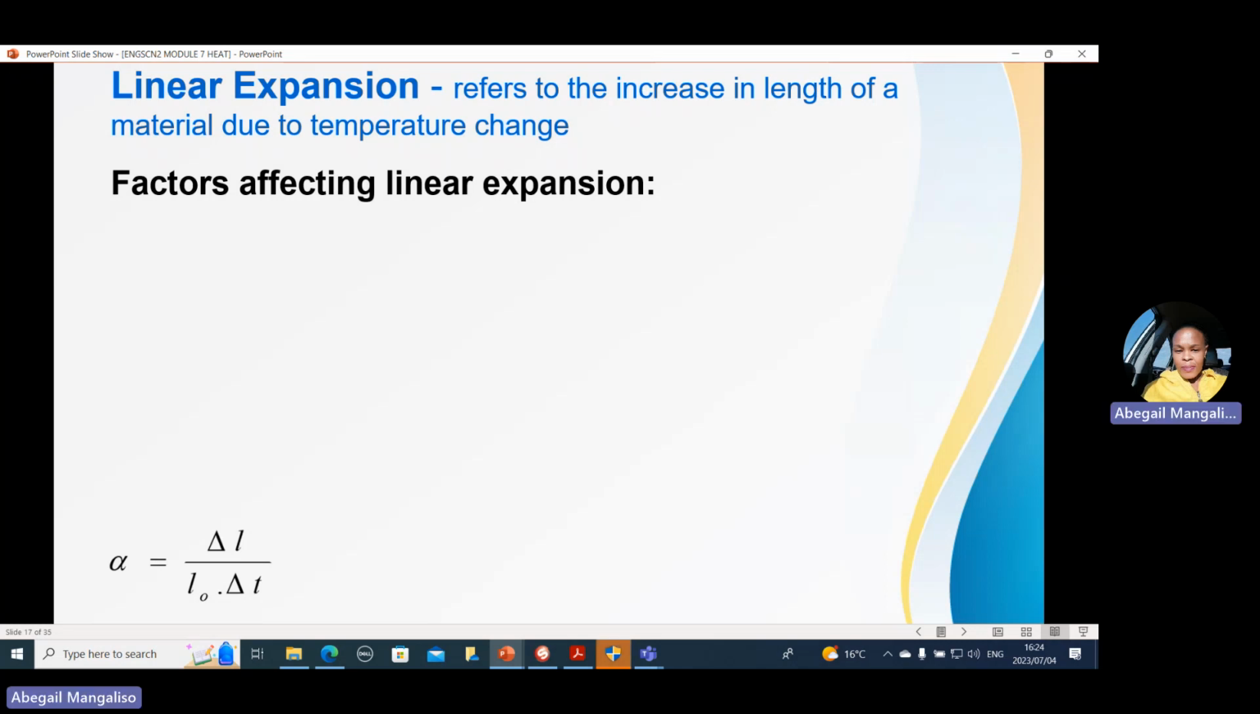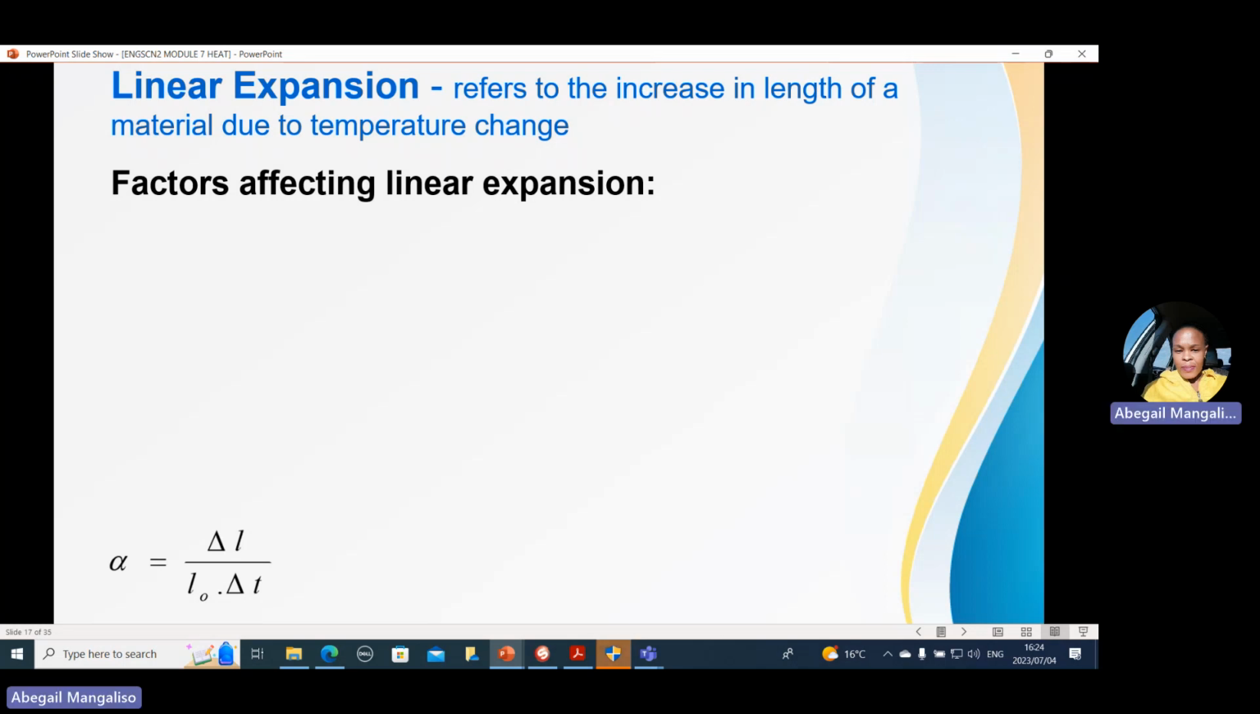The term linear expansion refers to the increase in length of the material due to temperature change. So temperature change can cause a material to expand if it is heated up. If it's cooled down, it can cause the material to contract, that is to reduce along its length, to reduce in size.